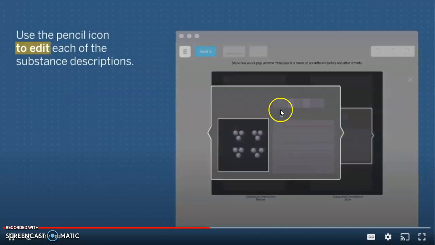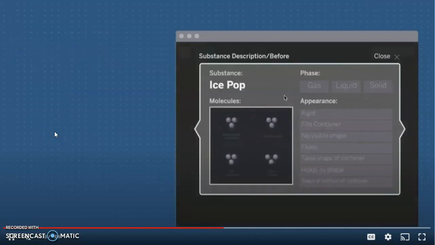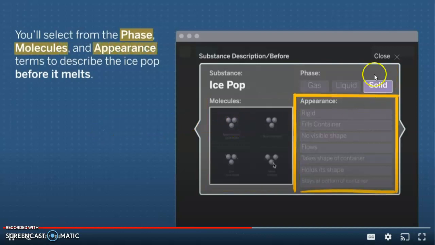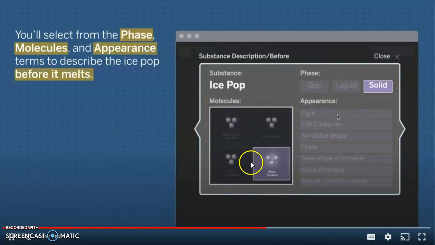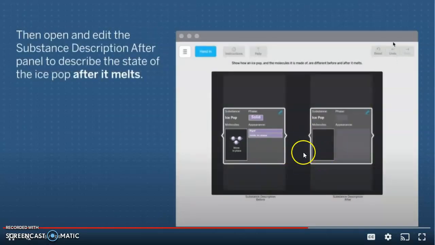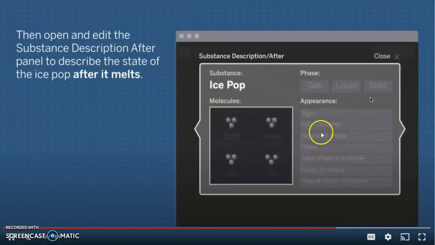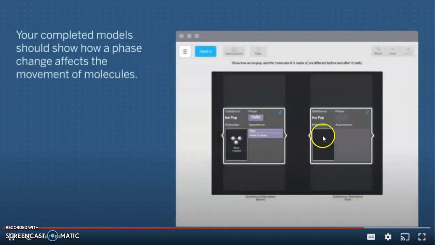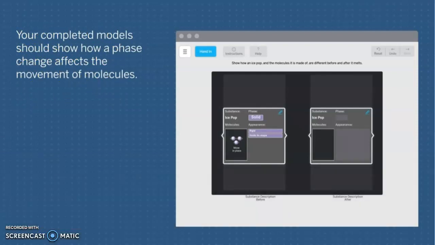Use the pencil icon in the top right-hand corner to edit each of the substances. You'll select the phase of the molecules and the appearance to describe before it melts, and then you'll do the after it melts. So remember to check the phase section, the molecules, and the appearance as well. Your completed model should show how the phase change affects the molecules' movement.